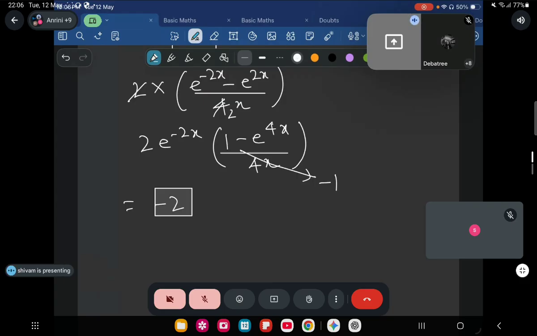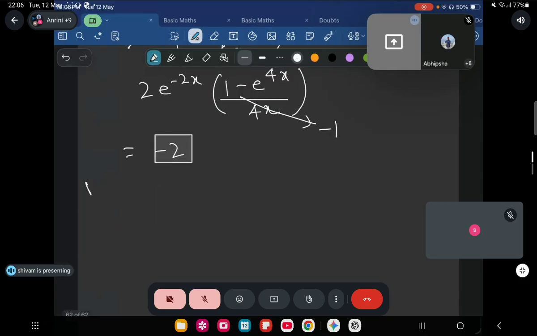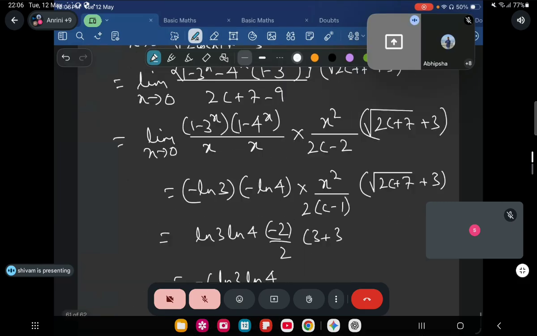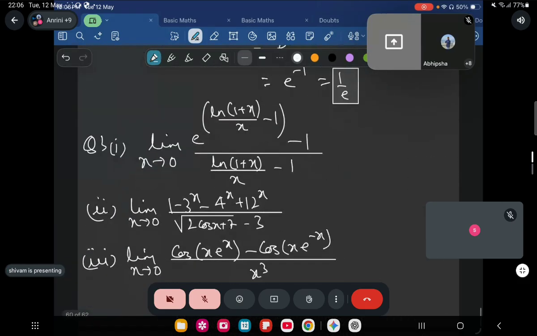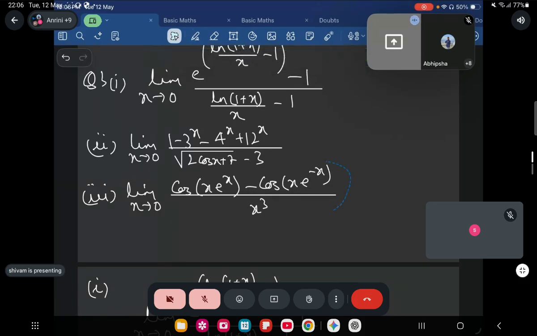Aisha, is it clear? Yes. Yes, sir. Okay, I'll try one more method, method 2, using 1 minus cos x by x square. Let's see whether that method will be a little bit less time taking or not.